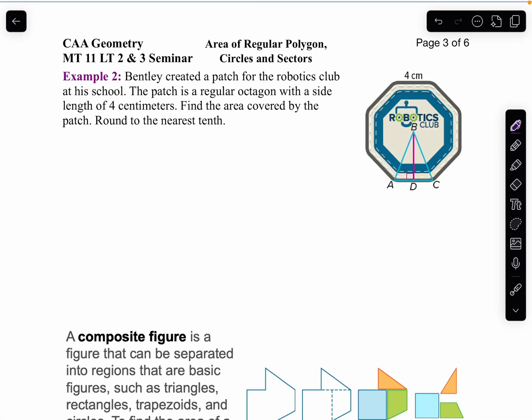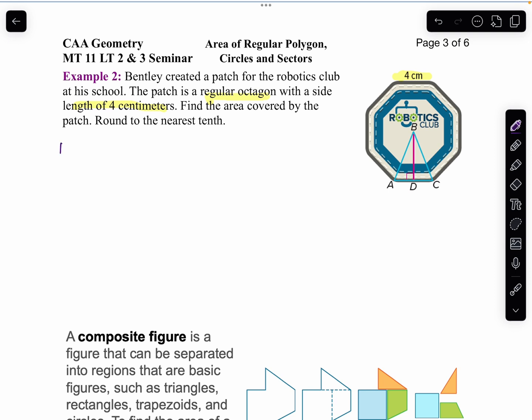On example 2, it says Bentley created a patch for the robotics club at his school. The patch is a regular octagon, I'm going to highlight that, with a side length of 4 centimeters. We can see it's 4 centimeters up here. I want to find the area covered by the patch. I'm going to round my answer to the nearest tenth.